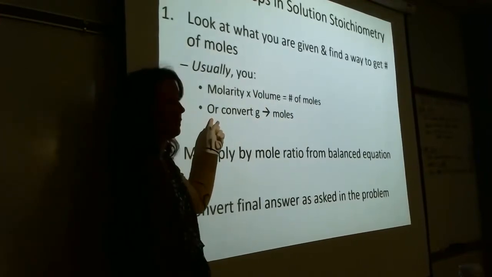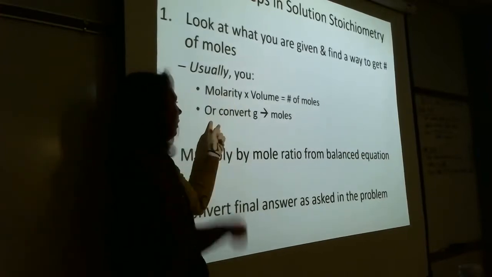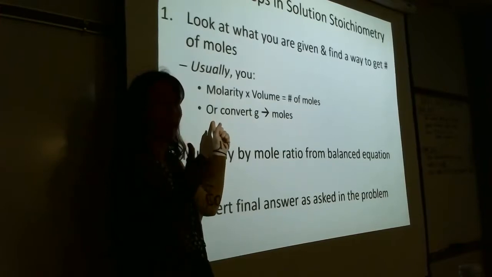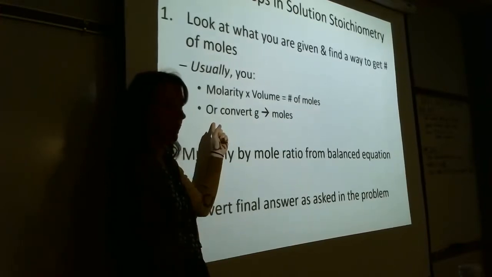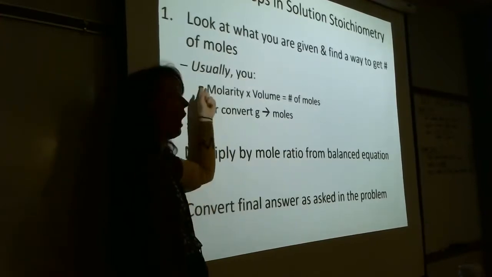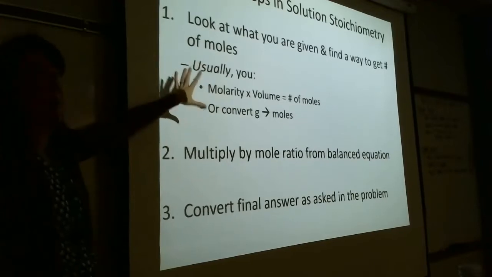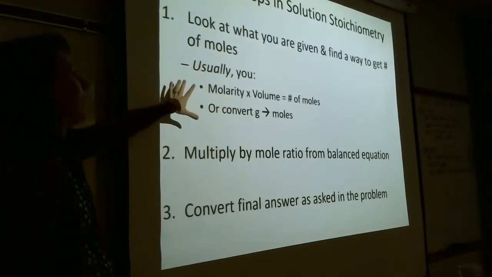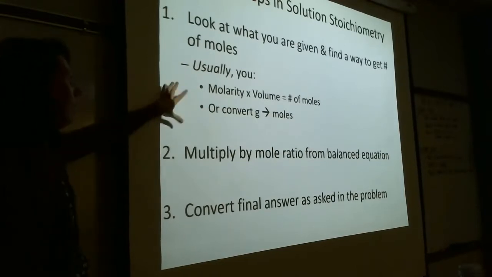Or let's pretend that it's a precipitate. You're using a precipitate to calculate backwards. Well, if it's a precipitate, that would be a mass in grams, right? You could convert grams to moles just using molar mass. So those are the two most common ways to get number of moles. But in step one, somehow you need to find a way to get number of moles. Doesn't matter how you get it, find a way to get number of moles.